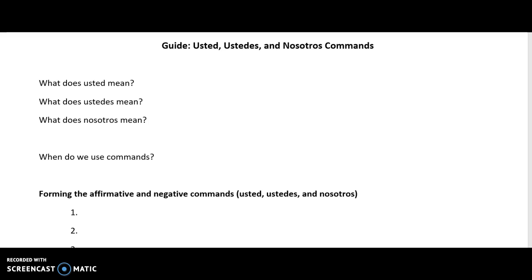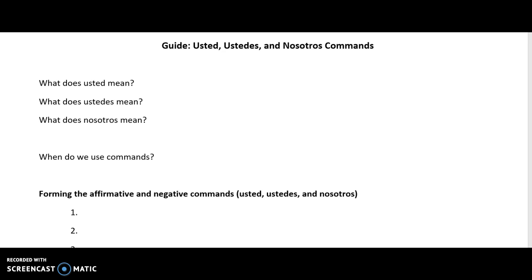What does usted mean? Remember that usted means you, and we use it to show respect. So if you're talking to someone older than you, or someone in a position higher than you, for example, you would use usted with teachers. If you're talking to a teacher, you would use usted. If you were talking to Mr. Lawson and someone you don't know who is older than you.